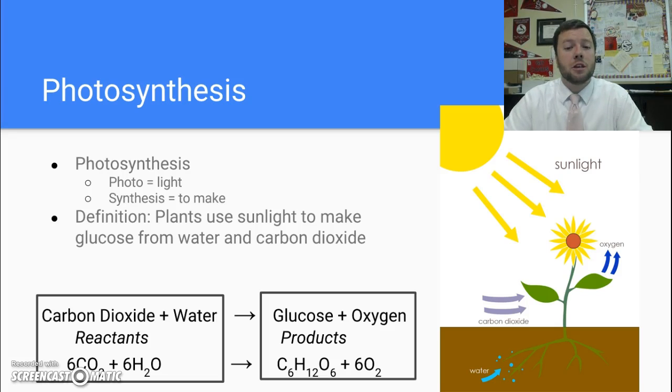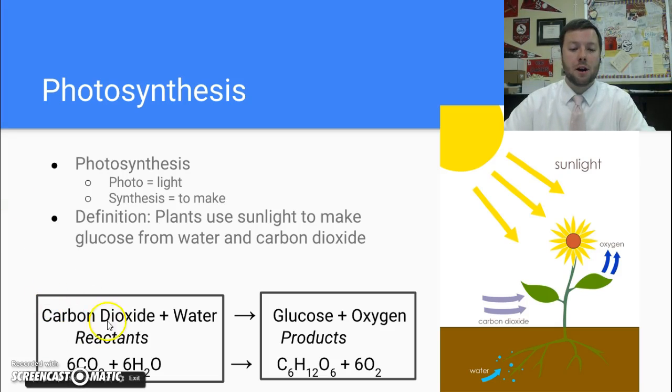All right, so definition here. Plants use sunlight to make glucose, carbohydrates, from water and carbon dioxide. Now, those two should sound familiar. In fact, they're the products of cell respiration. When you breathe out, you're breathing out carbon dioxide and water from cell respiration. Well, those products are actually the reactants for photosynthesis.